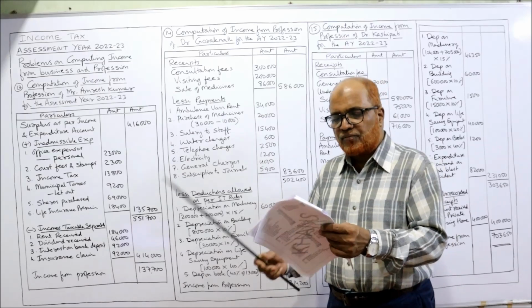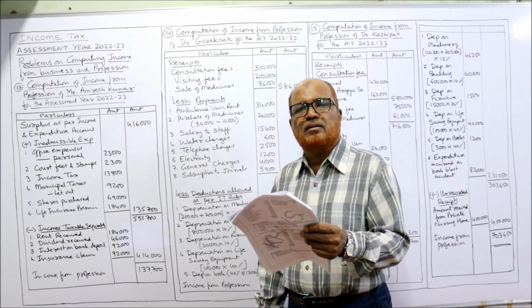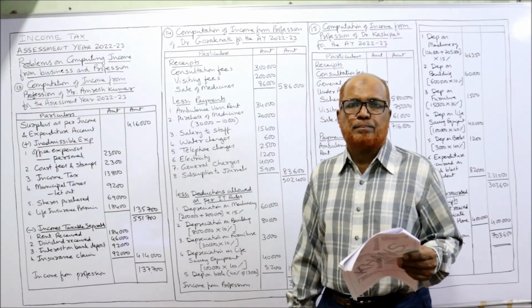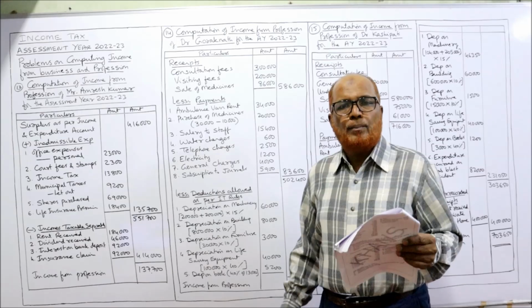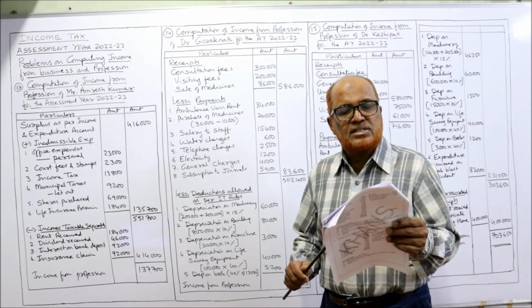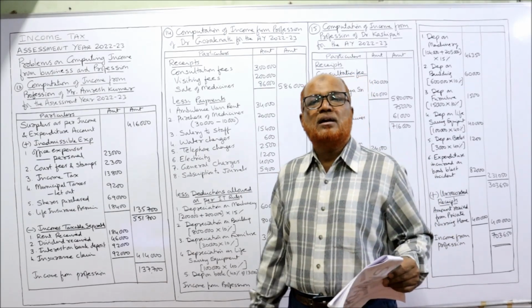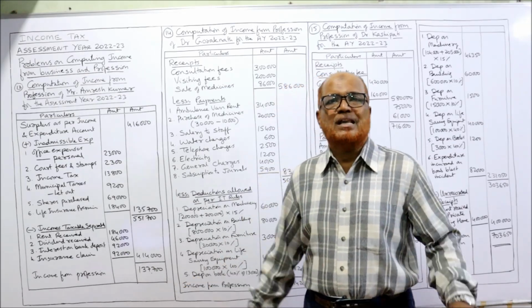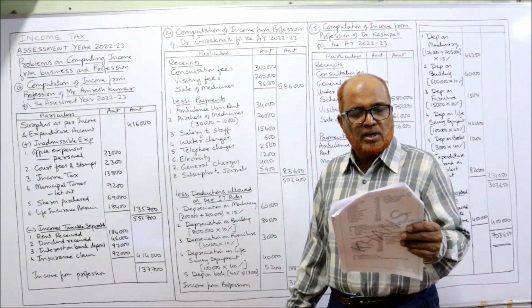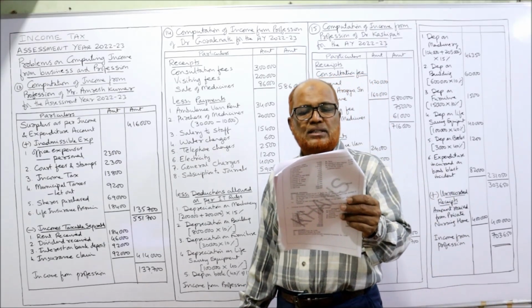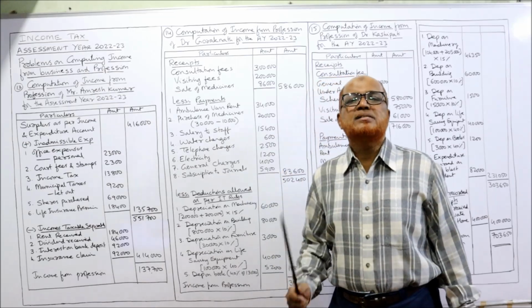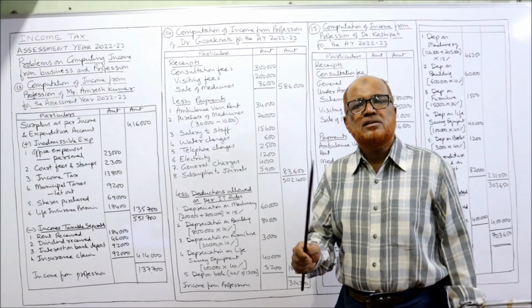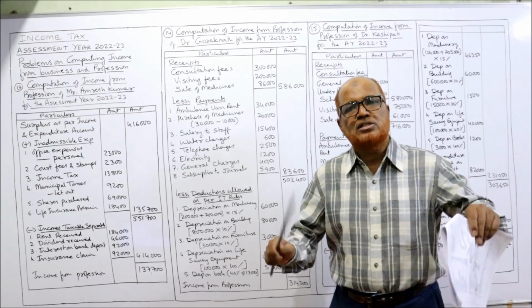Closing stock of court stamps, 2,300. That means this advocate is purchasing court stamps. That is a revenue expenditure. But out of the total court stamps purchased, 2,300 are unused stock. So this 2,300 will be disallowed because it is not consumed. And office expenses include 23,000 as personal. Personal expenses are not allowed as deduction. So office expenses of 23,000 will be disallowed because they are personal.